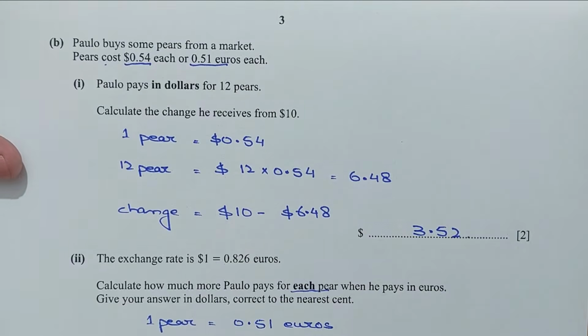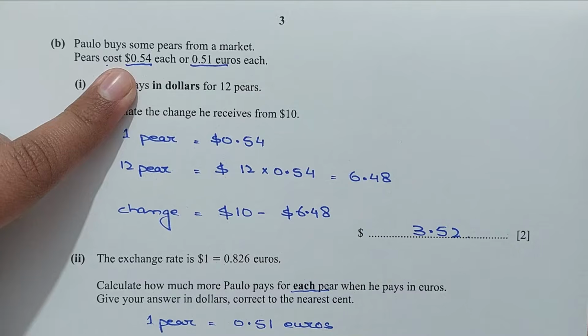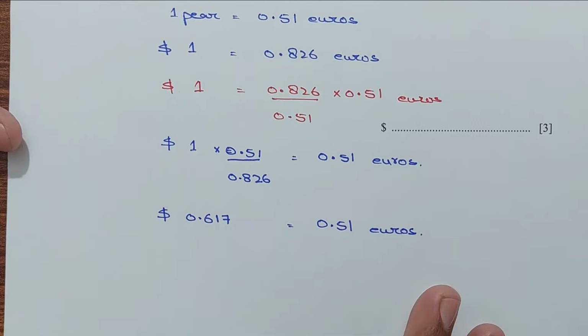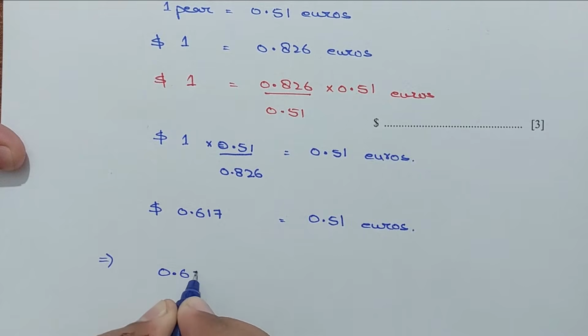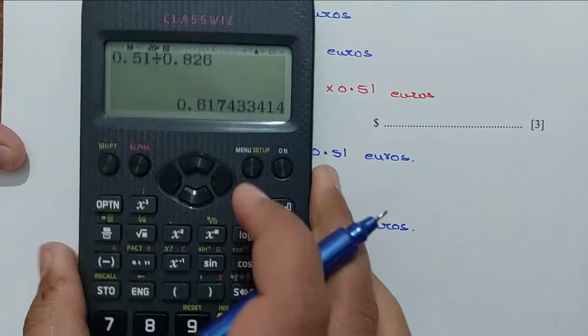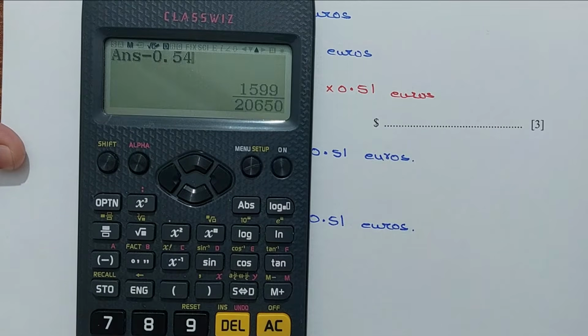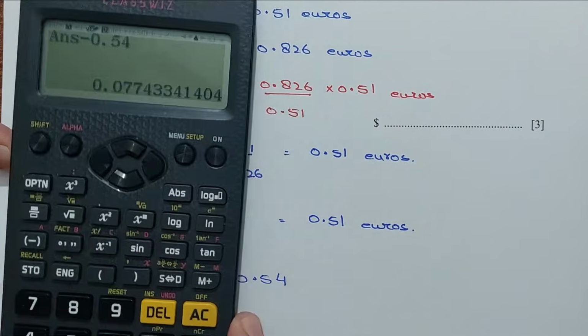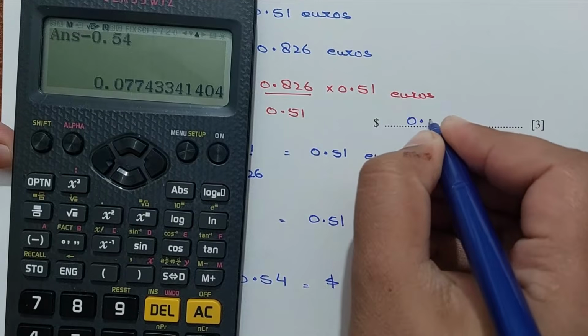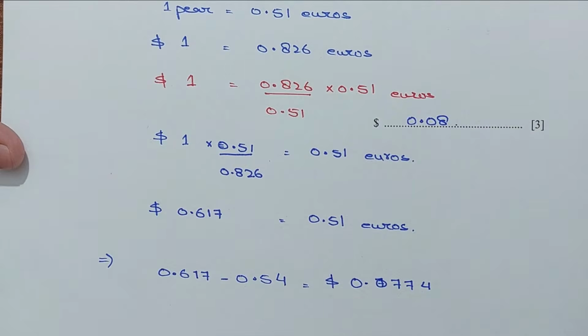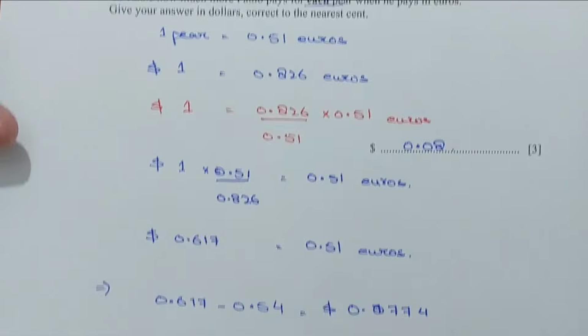As we know, the cost of each pair in dollars is 0.54 and in euros is 0.51. So we have to subtract 0.54. So 0.617 minus 0.54 is 0.0774 in terms of dollars. If I rounded it, it would be $0.08, correct to the nearest cents. We have to convert our answer.